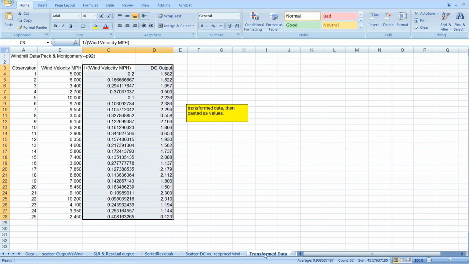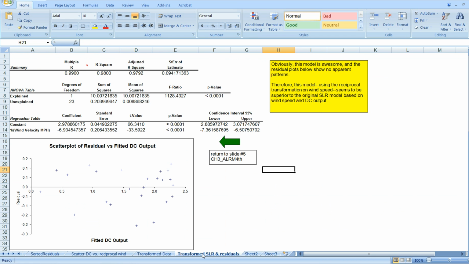And in fact, here's the worksheet where I've transformed the data. That's easy enough to do. Just take the reciprocal, and then I ran a simple linear regression of DC output versus 1 over the wind velocity, and notice the p-value, notice the r-square value associated with that model. And this model is awesome. So clearly there's a statistically significant relationship between 1 over wind velocity and DC output. And when I look at the residuals associated with that modified model, they don't show any discernible pattern.